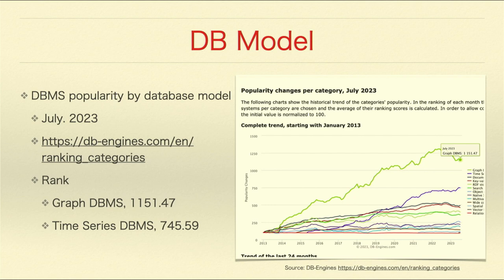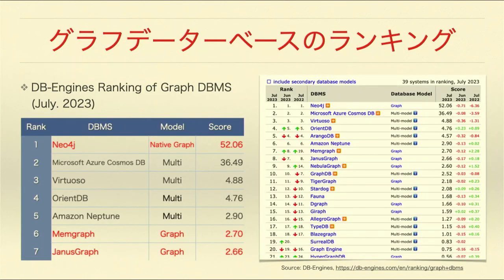DB models are here. And graph database has the top popularity trend among DB models. Relational database is the red one. Everyone uses it, not for popularity, but everyone uses it. Ranking is here. This list is all about graph databases. Top one, Neo4j, and second, Azure Cosmos DB. And Amazon Neptune, and JanusGraph, and so on.